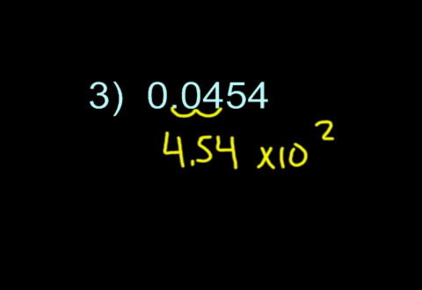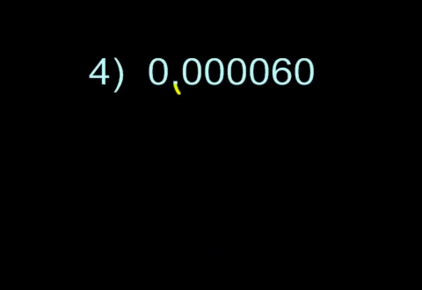So what about the smaller numbers? What happens then? I move it 1, 2 spaces to get that 4 to the left of the decimal. Remember, 0 can't be the number to the left. So 2 spaces, but since I went to the right, it's times 10 to the negative 2 instead of positive 2. And we'll see another example of that here in number 4.